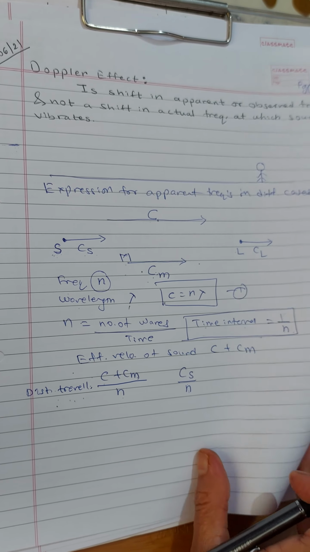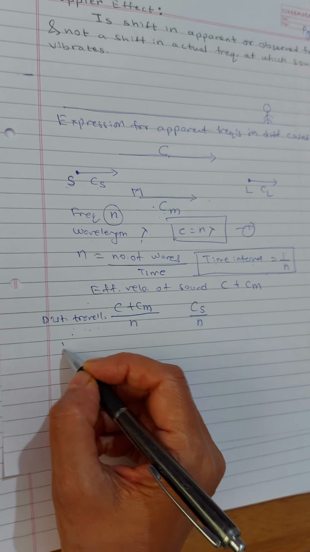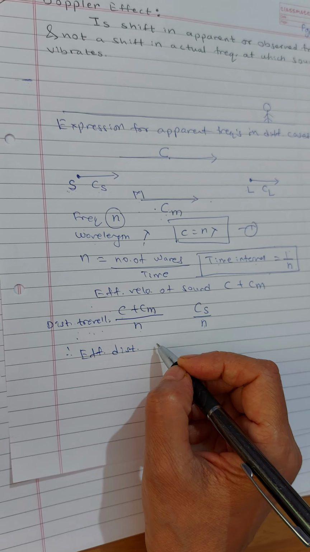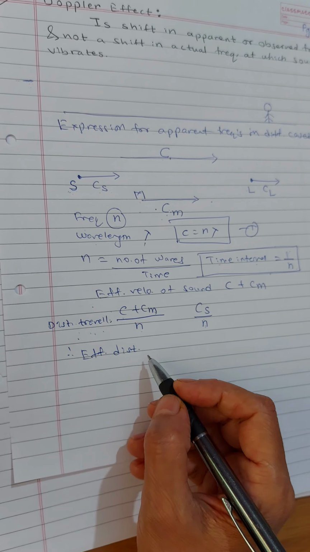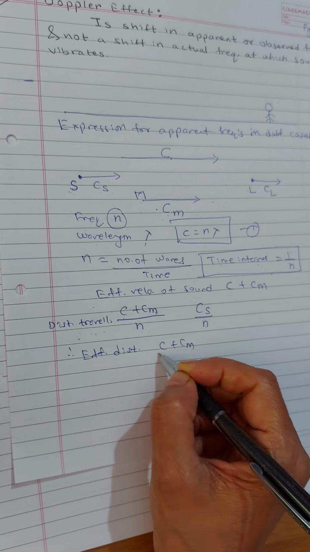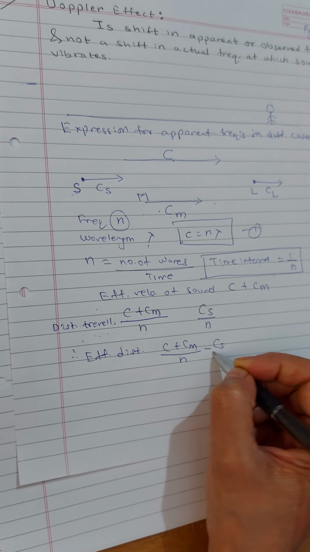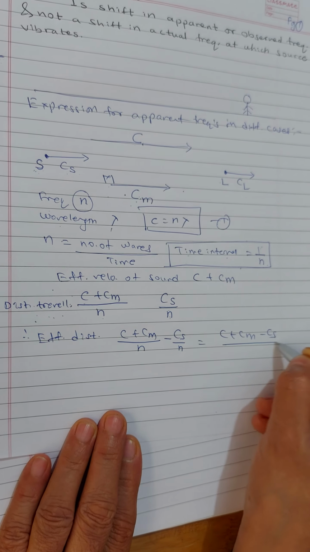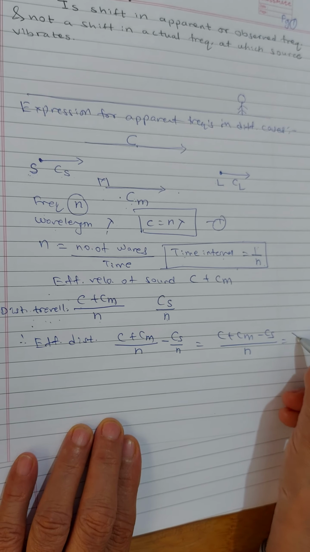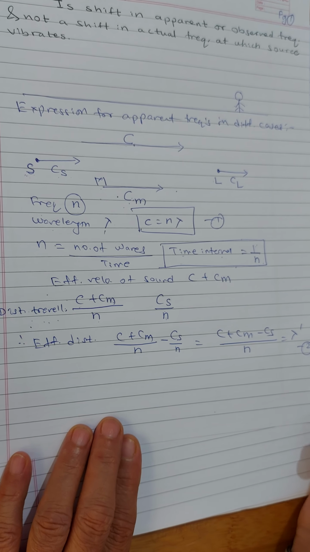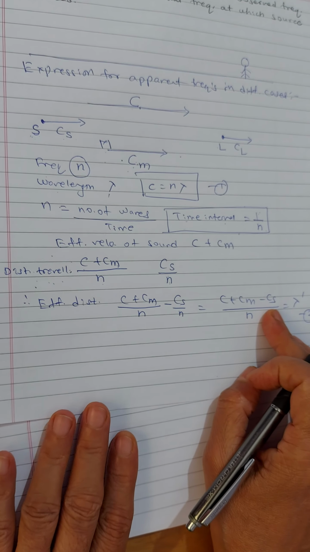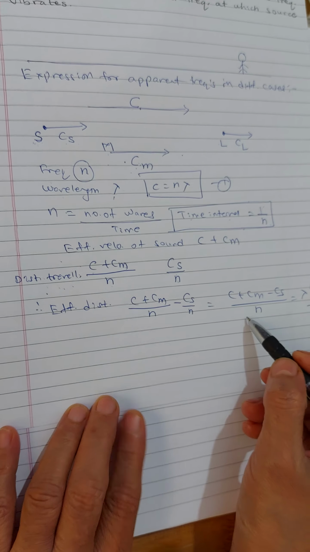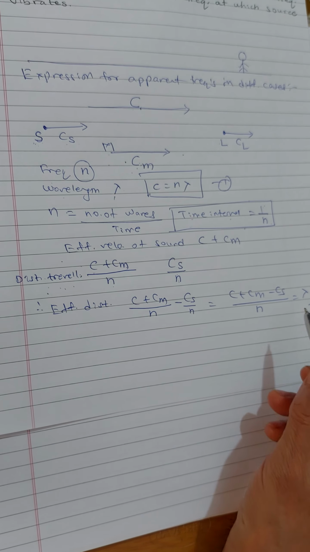So after getting these two expressions, I can say very confidently, therefore, the effective distance traveled by the wave in time interval 1 by n with respect to source will be given by (c plus Cm) divided by n minus Cs by n. Now as the denominator is the same, I can write (c plus Cm minus Cs) divided by n. Suppose this is equal to lambda dash. This is my equation number 2. Now what is lambda dash? Lambda dash is the wavelength of the waves propagating through the medium. Lambda is wavelength, and lambda dash also is the wavelength of the waves propagating through the medium.